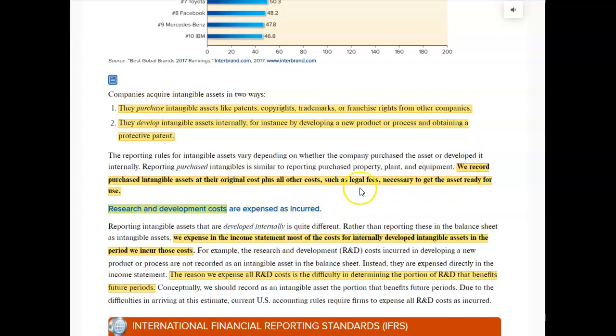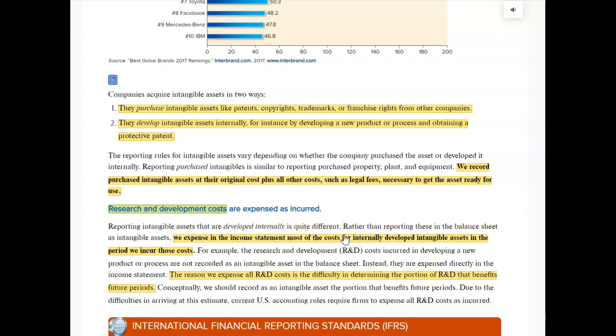Now here, when we purchase it, we set it up at the original cost, what we paid the previous patent owner, let's say, if we purchased a patent, and then legal fees to get the transfer done, and anything else that we incur so that we can own this intangible asset, whatever it is, copyright, patent, or whatever.